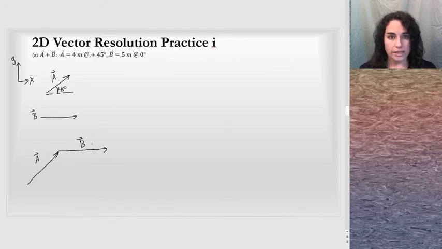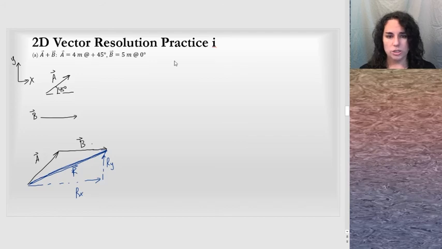Okay, so when we add these, I'm going to draw in the resultant vector here. So there's R, the resultant vector, R. And my goal will be to find Rx and Ry, given Ax and Ay and Bx and By.